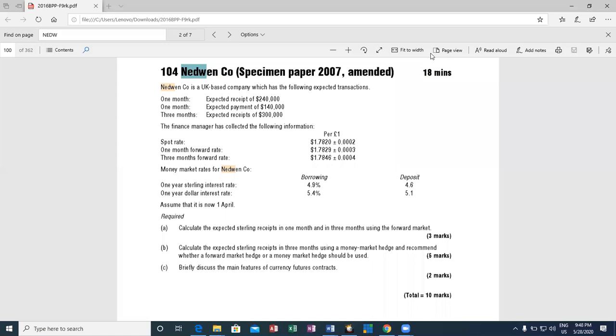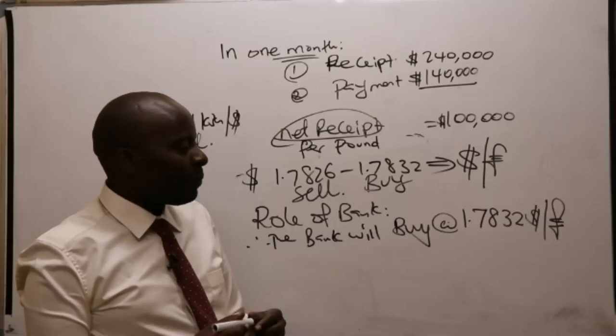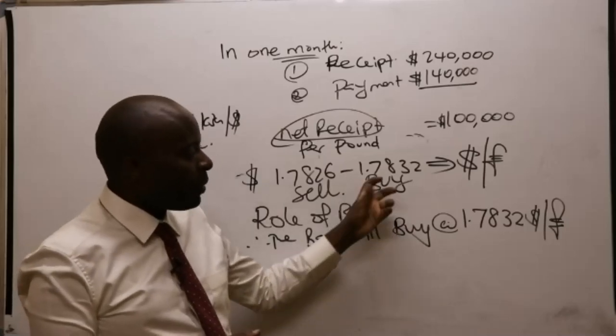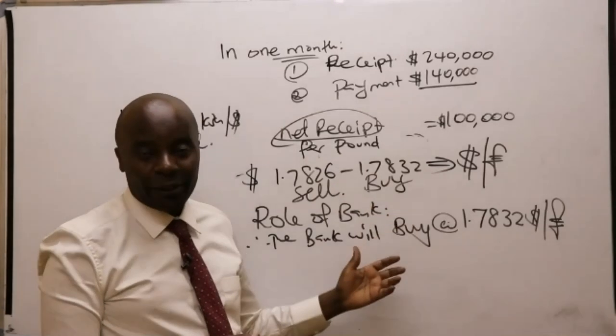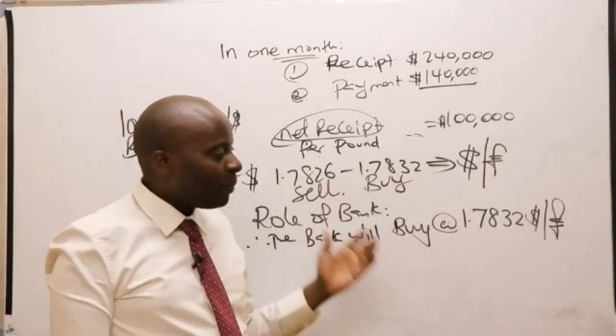For receipts, banks buy. For payments, banks do what here? Sell. So this is a net receipt. And because it's a net receipt, the bank will buy. At what rate? You are able to see the rate here. The bank will buy at $1.7832 per pound, because you've been able to specify your buy.